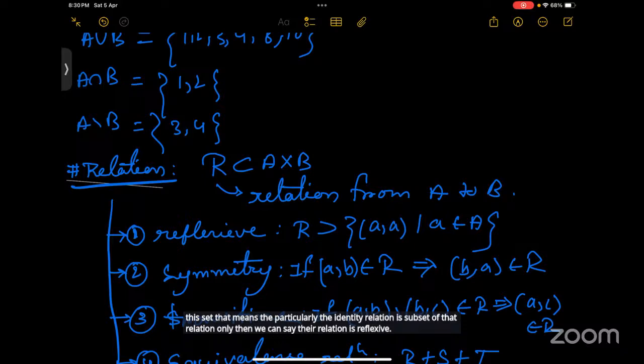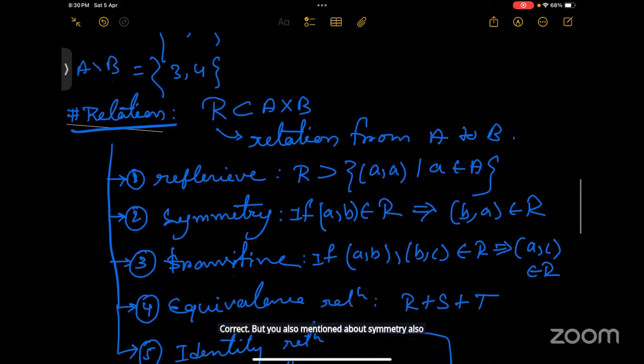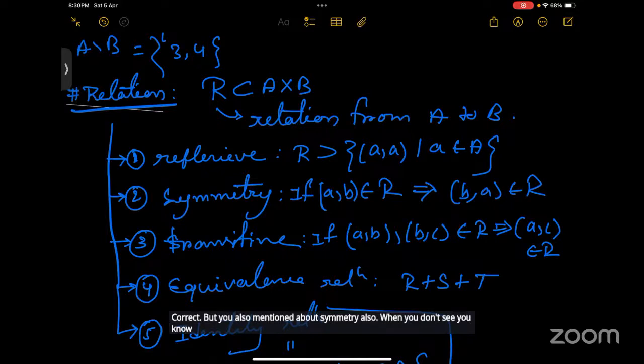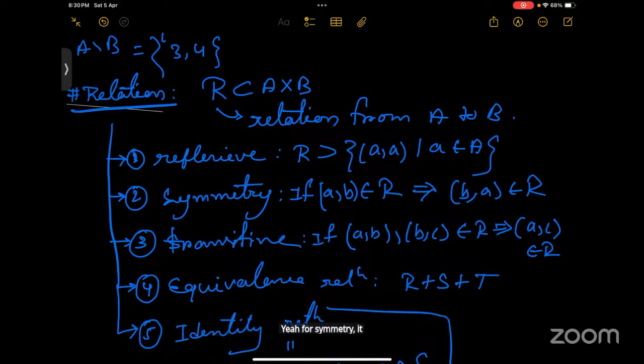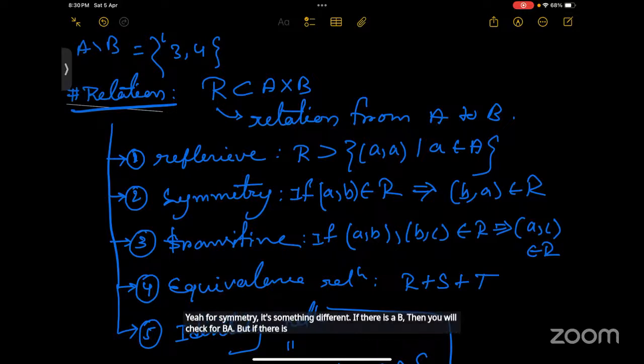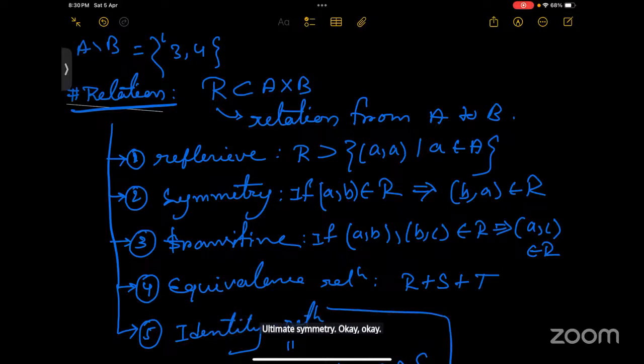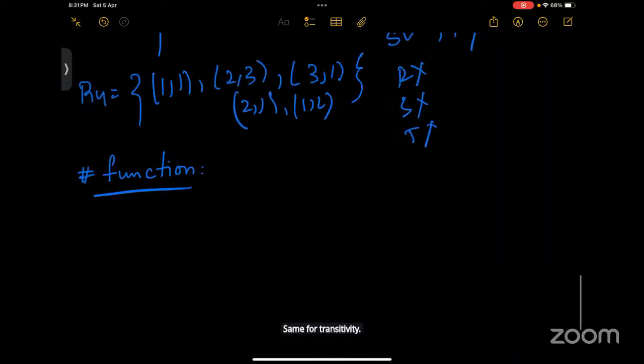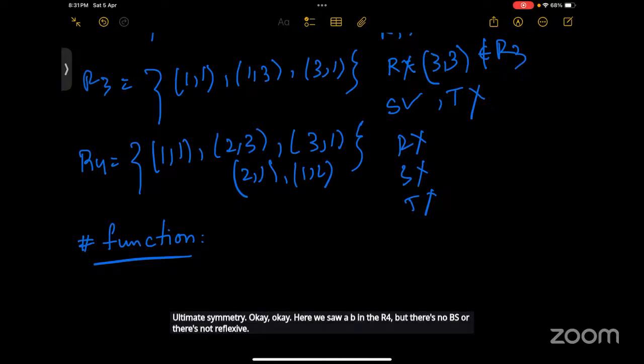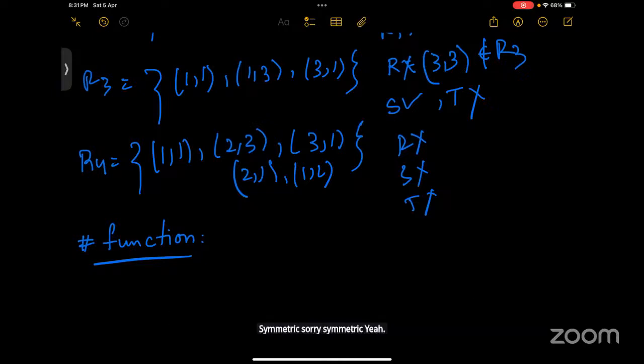But you also mentioned symmetry, no? When you don't see A, B? For symmetry, it's something different. If there is A, B, then you check for B, A. But if there is no such A, B, then it is automatically symmetric. Same for transitive. Here we saw A, B in R4, but there is no B, A, so it is not symmetric. Yes, correct. Thanks, ma'am. For transitivity also, it will work in a similar way, right? If there is, then we will check for. Sure. Anything else? Any other doubt?